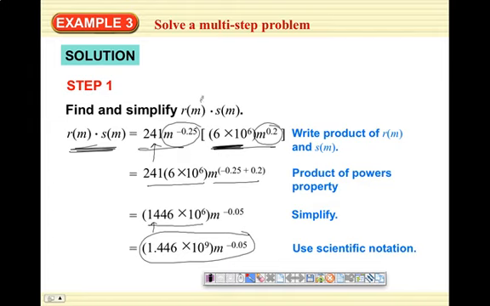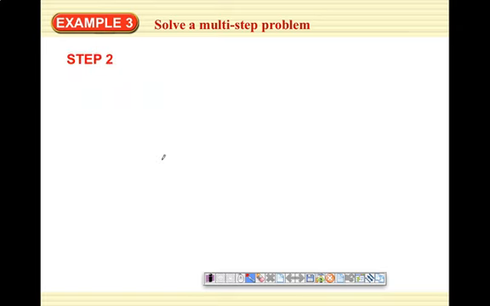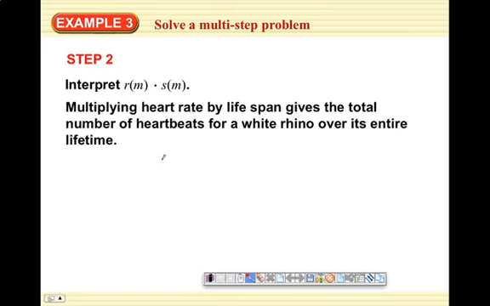Well, R of M means the heart rate, and S of M the lifespan, how long you live. So what does it mean if I took your heart rate, how many beats per minute, times your lifespan? What do you guys think that would mean? Well, it means this: multiplying the heart rate by lifespan gives you the total number of heartbeats for a white rhino over its entire lifetime. There you go.